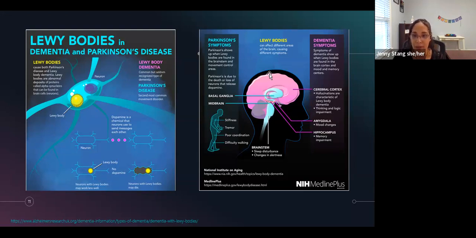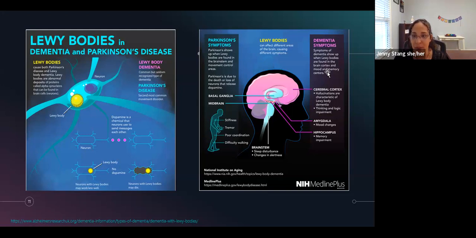So if you have Lewy bodies in the basal ganglia or the midbrain, you will experience Parkinson's symptoms. So that shows up when Lewy bodies are found in the brainstem and movement control areas. Parkinson's is due to the death or loss of neurons that release dopamine. And you'll get symptoms like stiffness, tremors, poor coordination, difficulty walking.